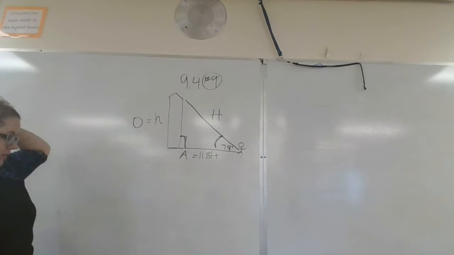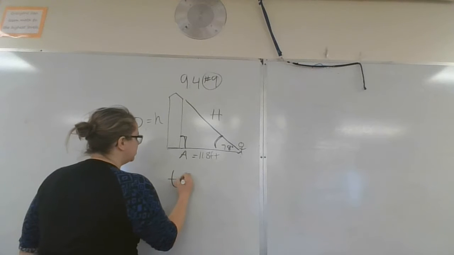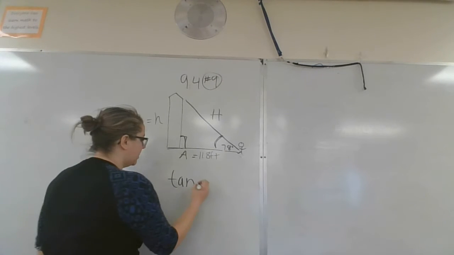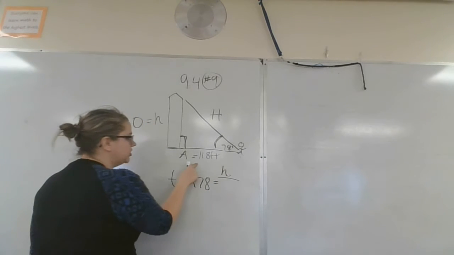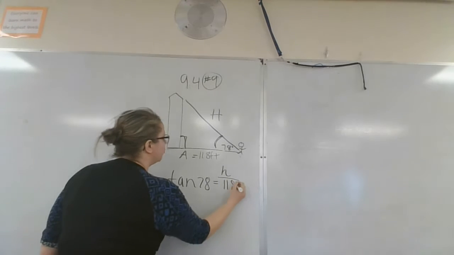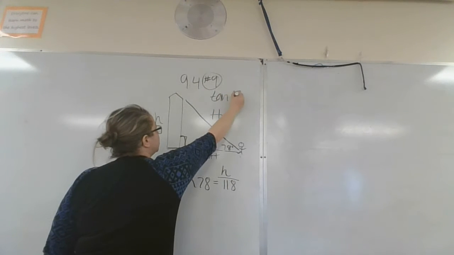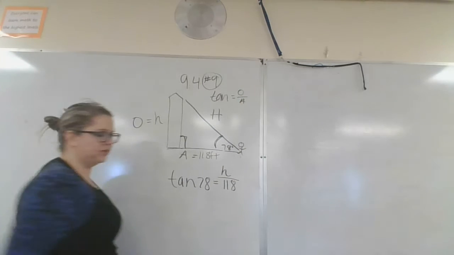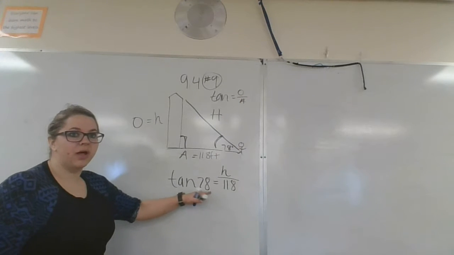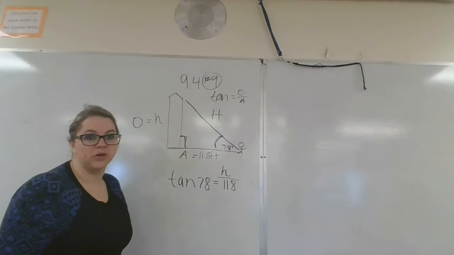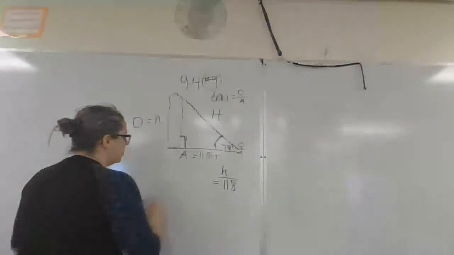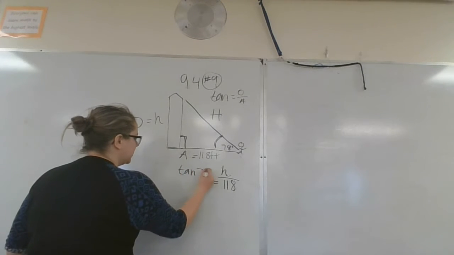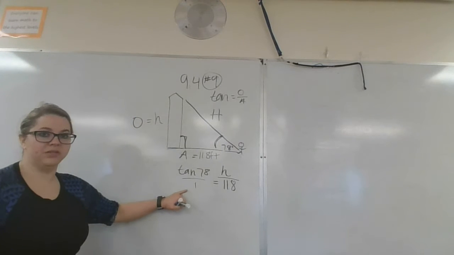Okay, so now we're going to set up tangent. I have tangent of 78 degrees equals opposite, which is H, over adjacent, which is 118. Remember that tangent always equals opposite over adjacent, and we have to have our angle here. If you don't have your angle, it's saying tangent of nothing. There is no angle. We have an angle. Now I'm going to set this up. I can put a 1 under my tangent of 78, and that means the same thing.